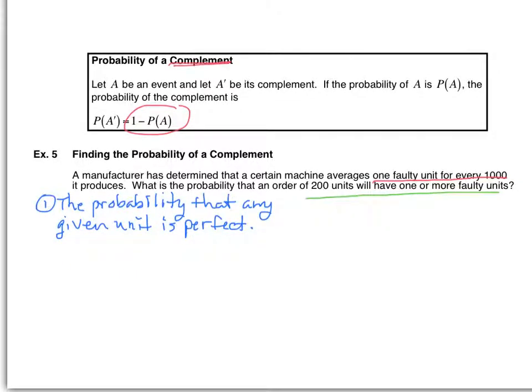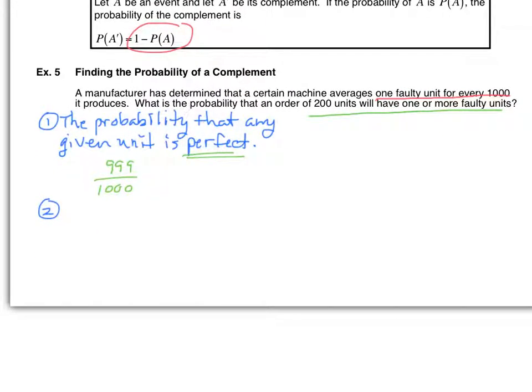Okay, so the probability that 1 unit is perfect is what? We talked about that. What is that? 999 out of 1,000, right? So we're going to use that. And then step 2, let me move this up a bit. Step 2, we're going to find the probability that all 200 units are perfect.